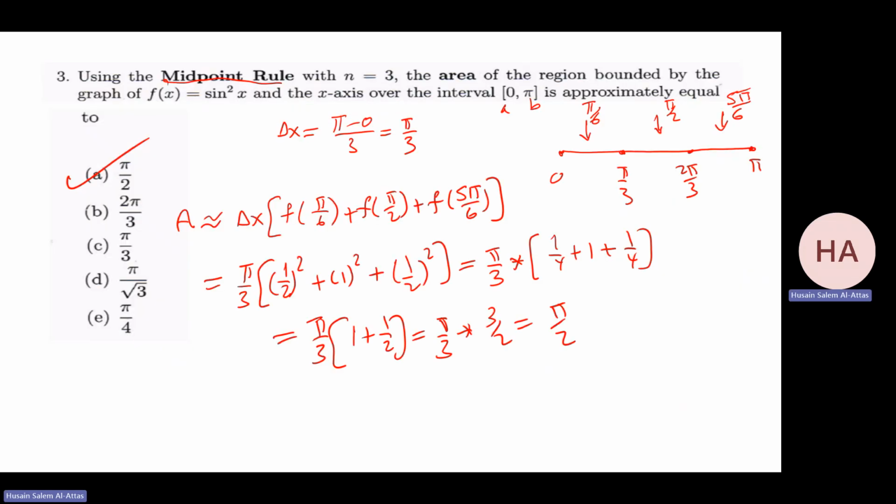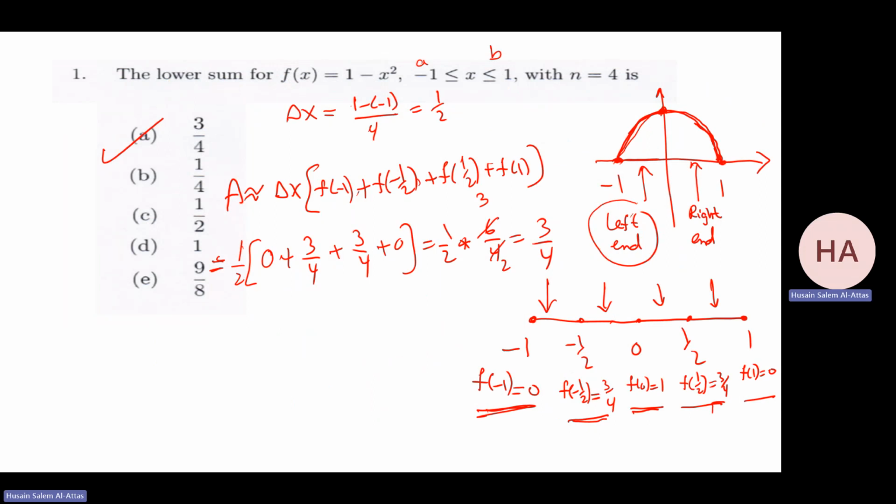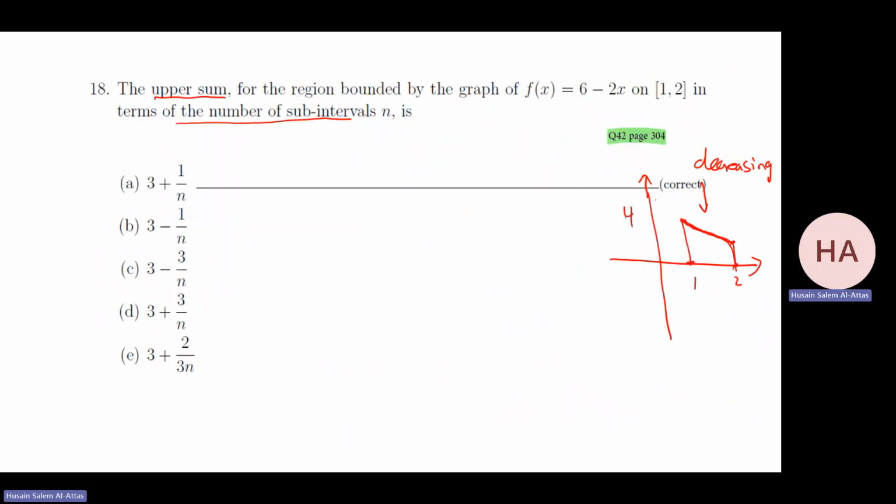If you remember when we did this, this is a good one. We want the lower sum. If it's increasing, the lower sum will be the left endpoint, and the upper sum will be the right endpoint. If it is decreasing, the lower sum will be the right endpoint. Here, I need the upper sum. So I will use what? Left endpoint.